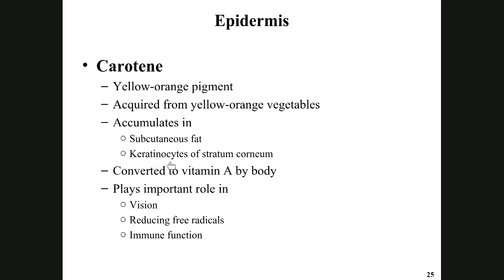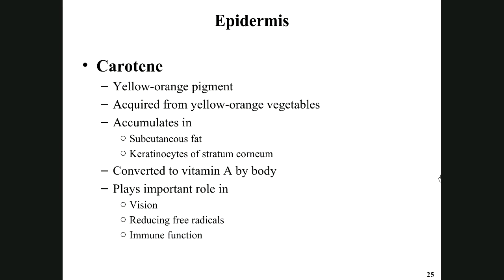The carotene in our body converts to vitamin A, and vitamin A is very important for our vision, for reducing free radicals, because free radicals can cause cancers, and it's very important for our immunity.